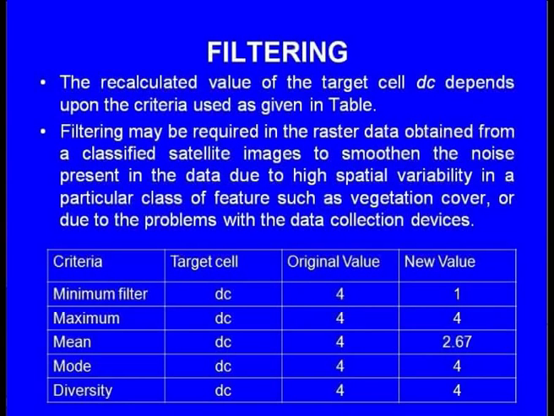The recalculated value of the target cell DC depends upon the criterion used in the filter. The filtering may be required in the raster data obtained from a classified satellite image to smoothen the noise present in the data due to high spatial variability in a particular class of feature such as vegetation cover, or due to problems with the data collection devices.